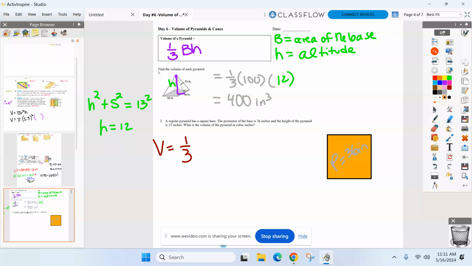1/3. We'll talk about capital B in a second, times 15. All right, so what is the area of this square base? If you know the perimeter, all sides added up is 36. Before we get to the area, can you find a side? Because it's got to be length times width. So find a side for me if the perimeter is 36.